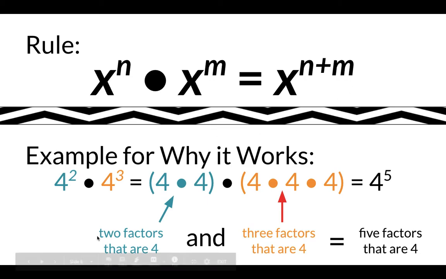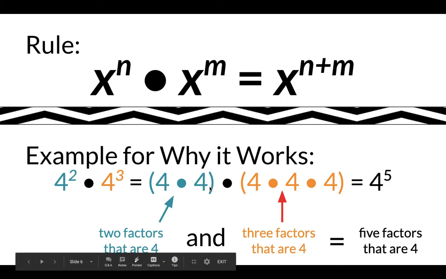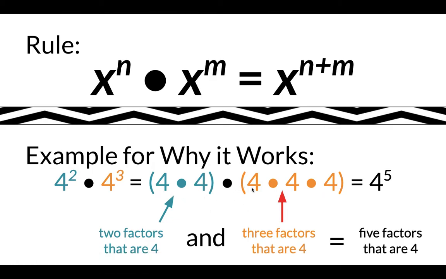To show how it works, if we have the base of 4 to the second power times the base of 4 to the third power, we have 2 factors that are 4, because it's 4 squared, so 4 to the second power, and we have 4 to the third power. So there should be 3 factors of 4, 1, 2, 3, for a total of 1, 2, 3, 4, 5. 5 factors of 4. So our answer is going to be 4 to the 5th power.